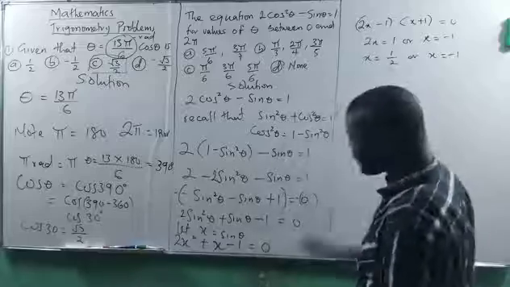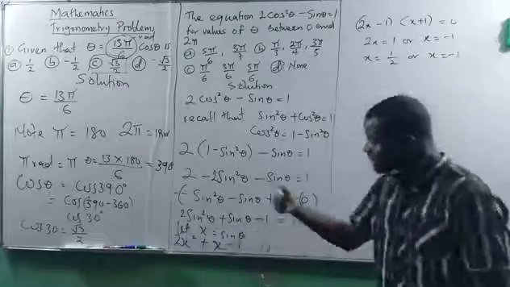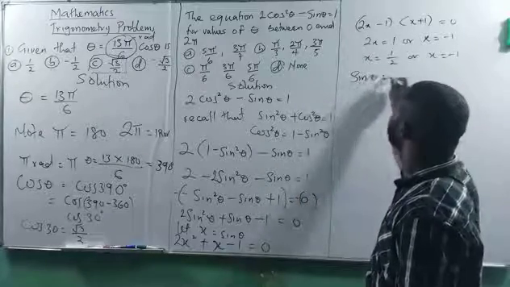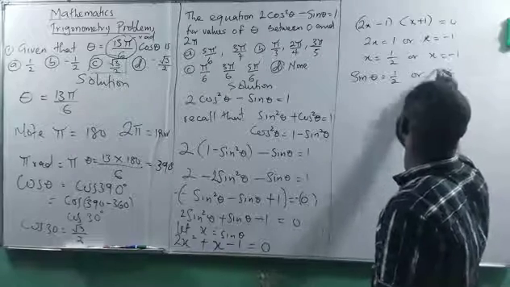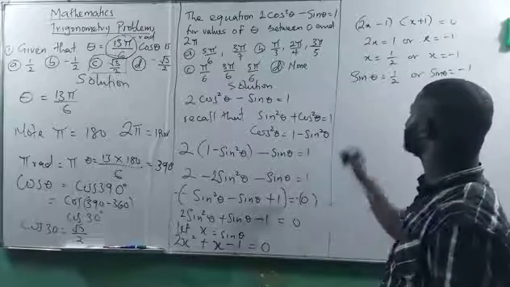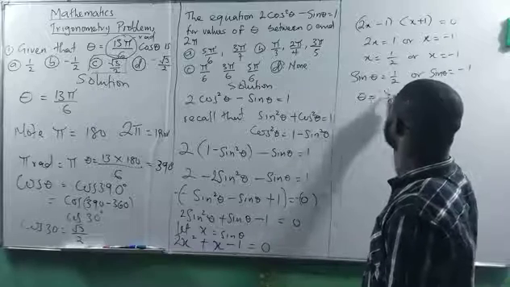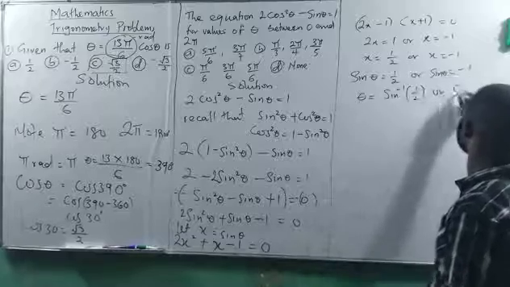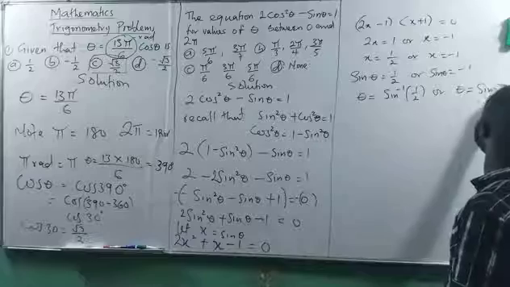Don't forget that I don't need to go this way, because sometimes some things can be given. It means sine theta equals 1 over 2 or sine theta equals minus 1. Now at this junction we have theta equals sine inverse of 1 over 2 or sine inverse of minus 1.